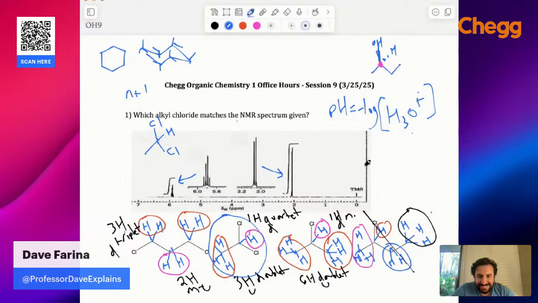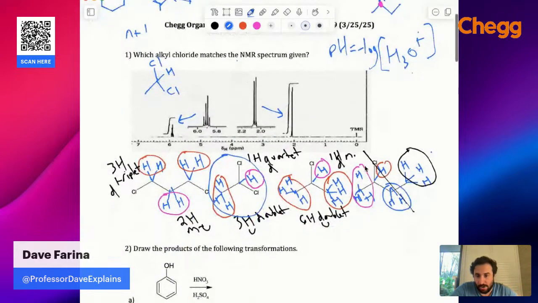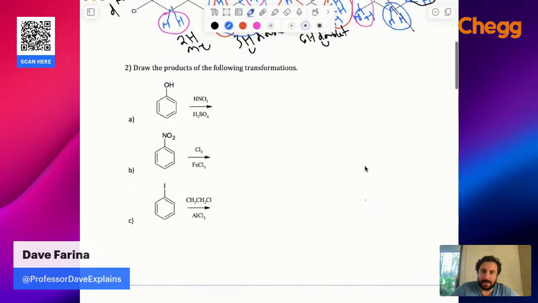So NMR is a big topic. It's one of the topics that students panic the most about with OChem. So just getting your feet wet, getting the basics down about chemical shift, integration, splitting, that is going to go a long way. Okay, so let's move on from NMR.